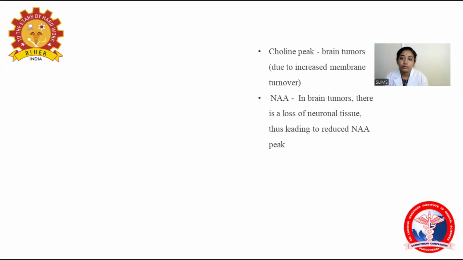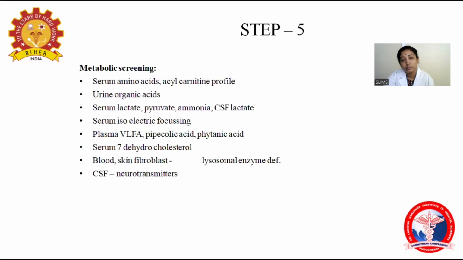Next is MR spectroscopy. In this, we see the level of metabolites in several neurological tissues. The choline peak is seen in brain tumors due to increased membrane turnover. In addition, there is a loss of neural tissue leading to reduced NAA, which stands for N-acetyl aspartate.